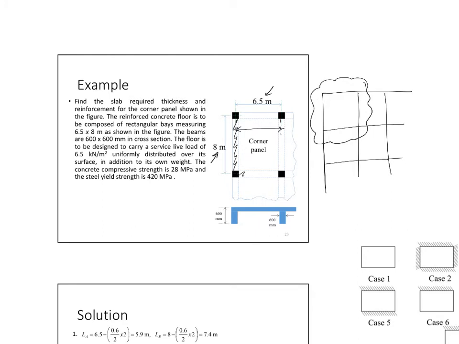Those 4 beams are edging the slab, which is the first condition that we need in order to use the coefficients method. Each of the beams surrounding this slab is 600 by 600 millimeters in cross section. It's carrying a service live load equal to 6.5 kilonewton per square meter, uniformly distributed over the surface, in addition to its own weight. So the dead load is basically the own weight of the slab itself. We don't know the thickness, we're going to find it together now. And then F prime C equals 28 and F yield equals 420.